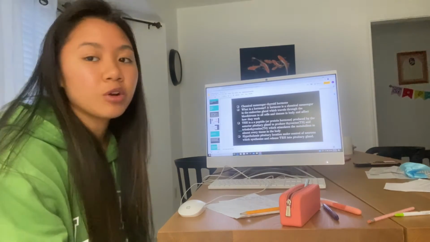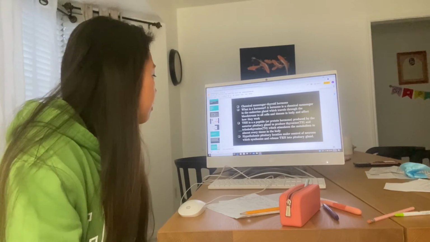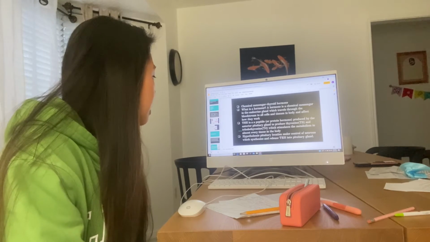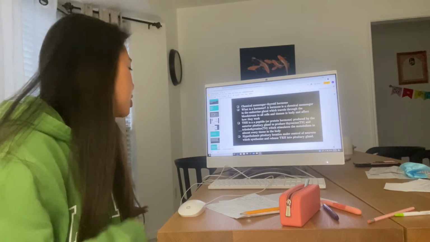It is a peptide or a protein hormone which is produced by the anterior pituitary gland to produce thyroxine, which is T3, and triiodothyronine, which is T4. This stimulates metabolism in almost every tissue of the body.